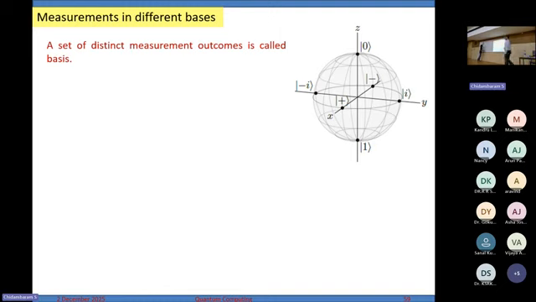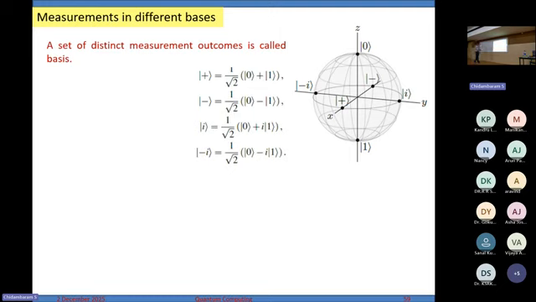So now how am I going to measure it? I can measure in multiple bases. What we have discussed so far is measuring in the computational basis. What is meant by measuring in the computational basis? Whatever we discussed so far, whether it falls under the 0 state or the 1 state, is measuring in the computational basis. That means the Z basis. I can measure it in the X basis. I can measure it in the Y basis also. Given any qubit, how do I measure it? A set of distinct measurement outcomes is called a basis, right? So you have the Z basis with 0, 1.